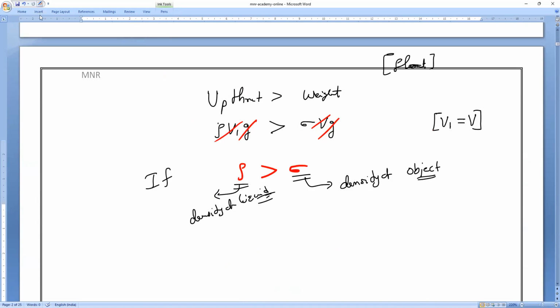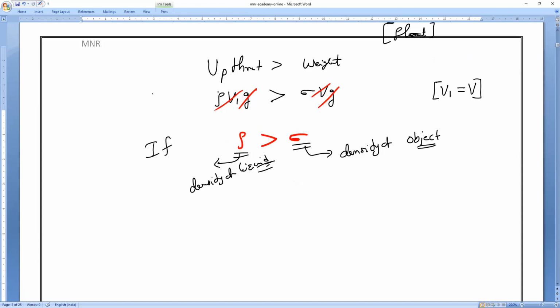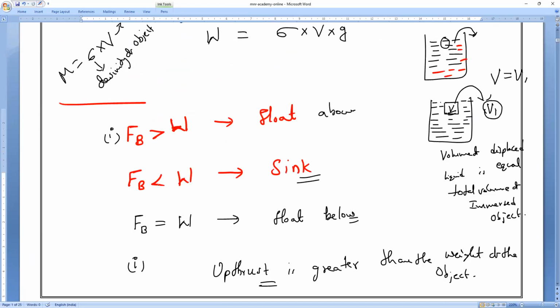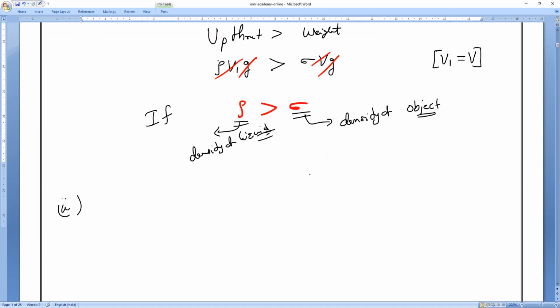Next. Upthrust is less than the weight of the object. So what is that? Case 2. The object will sink or float up? Check it, everybody. Upthrust is less than the weight, so the object will sink. Understanding? So I will write: upthrust is less than weight of the object.